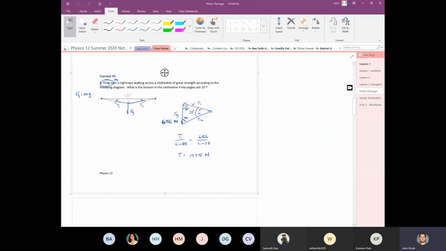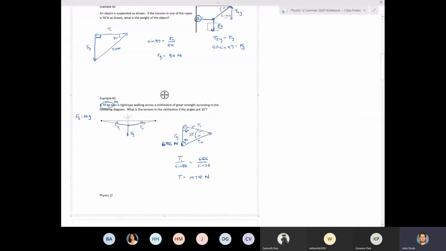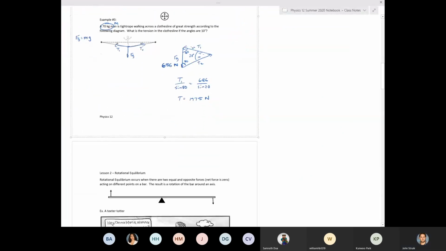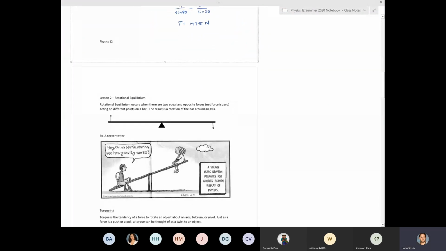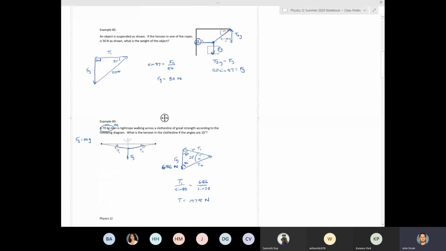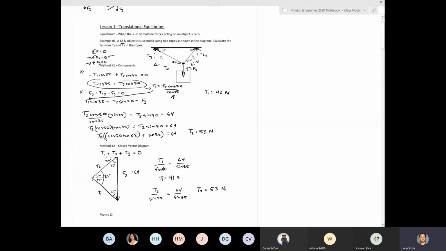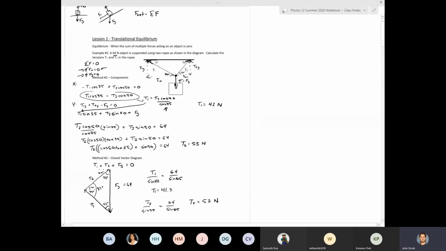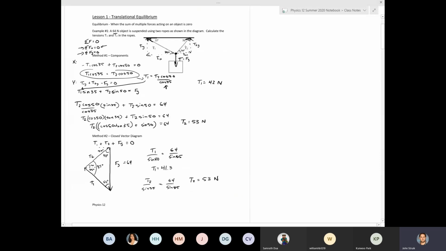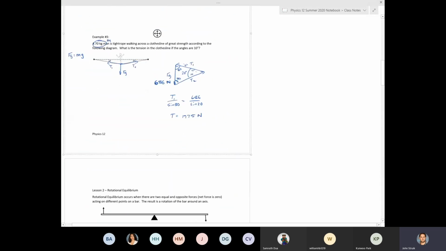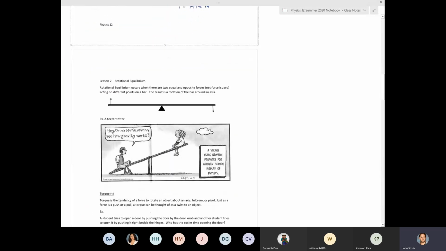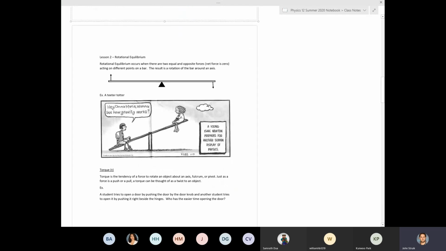Notes package. Let's talk about torque. There are two types of equilibrium. There is translational equilibrium, which is when the sum of the forces is equal to 0, and there's rotational equilibrium. Rotational equilibrium occurs when there are two equal and opposite forces, so the net force is still 0, acting on different points on an object.